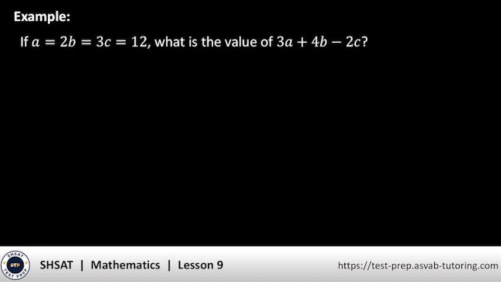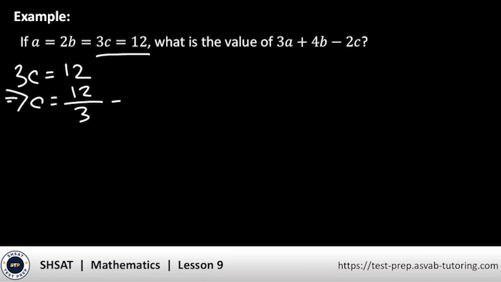Let's see. Okay. If A equals 2, B equals 3, C equals 12, what is the value for 3A plus 4B minus 2C? So first of all, what we need to know is how to convert all of these to the same number, okay? If we just look at this bit here, 3c equals 12. If 3c equals 12, that means c equals 12 over 3, which is 4, right? So we can say c equals 4.